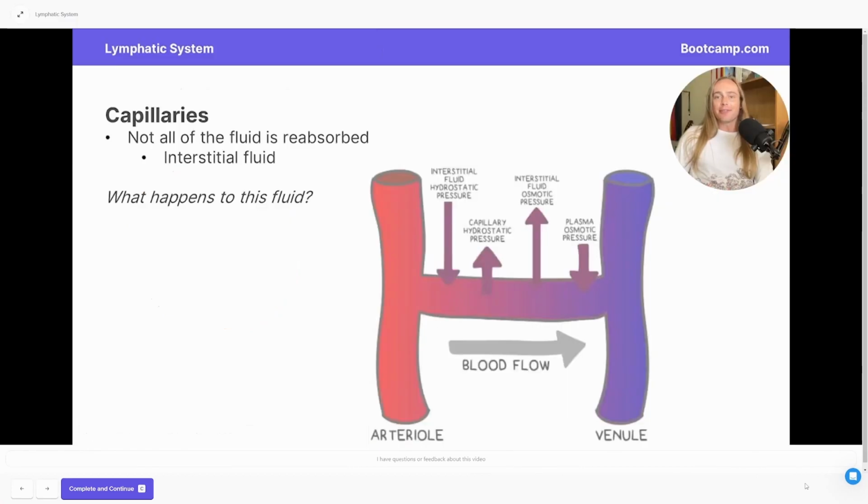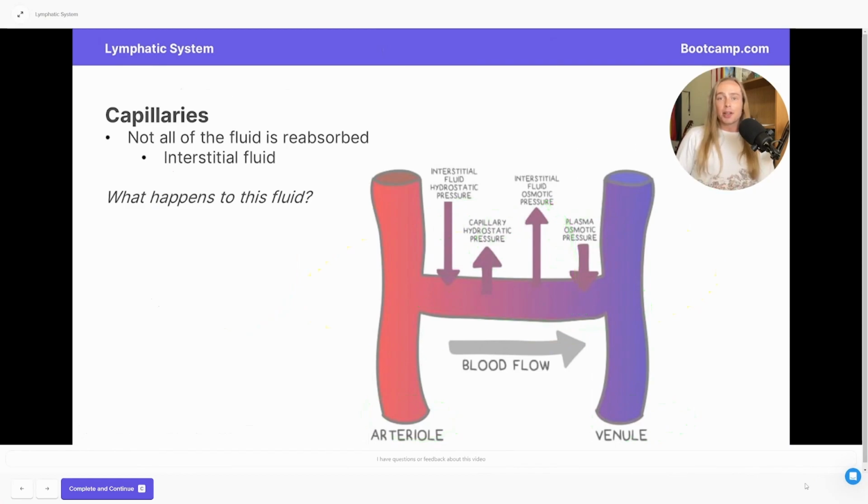When discussing the lymphatic system, one of the first places people will look for the lymphatic system is around a capillary. In looking at this diagram, it's important to note that we have an arteriole on the left and a venule on the right, meaning that this vessel connecting the two is a capillary. Recall that on the arteriole side of a capillary, there's a very high amount of hydrostatic pressure that's pushing fluid from the inside of a vessel to the outside of the capillary. On the venule side of a capillary, we see that there's an osmotic pressure that's going to be pulling in most of the fluid towards the capillary.